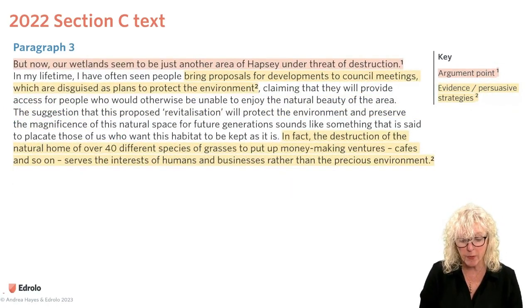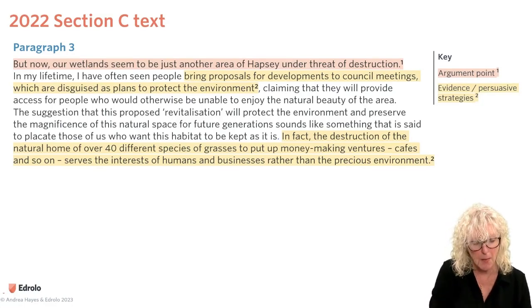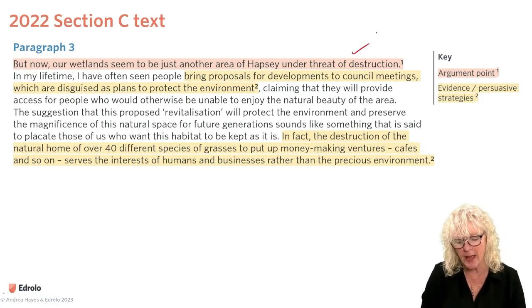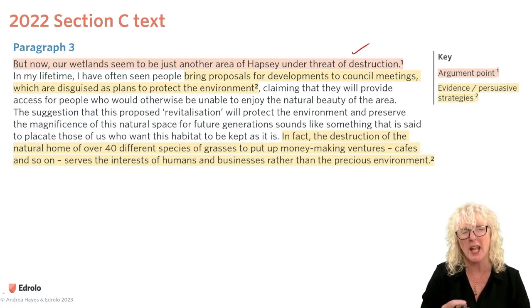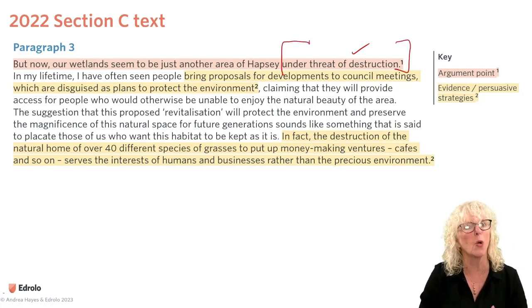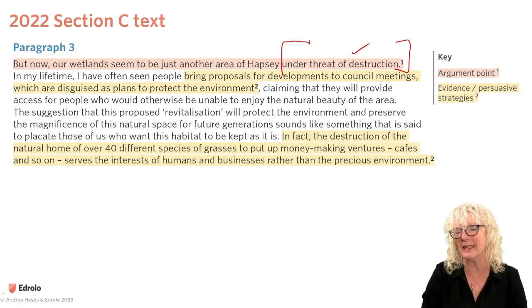Here in paragraph 3, we can see that the argument point is very clearly located in the first sentence of the paragraph. But now, our wetlands seem to be just another area of Hapsi under threat of destruction. You can also see that there's overlap here too, that probably we could have coloured this bit yellow as well. This is an example of how things are blended in a piece of exam text. So once again, here we have more evidence and persuasive strategies.